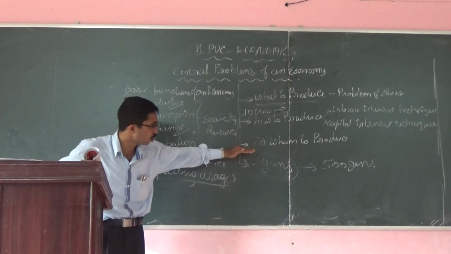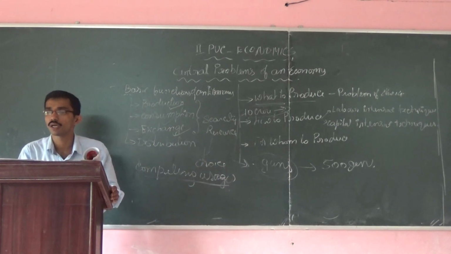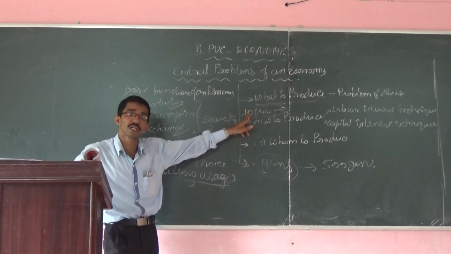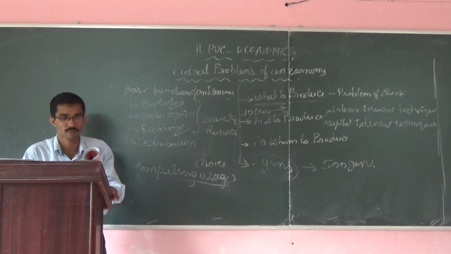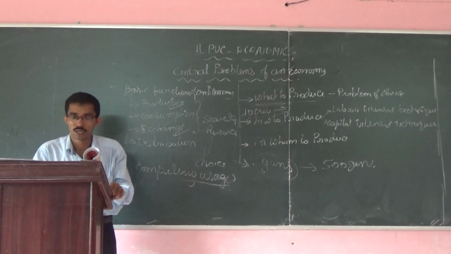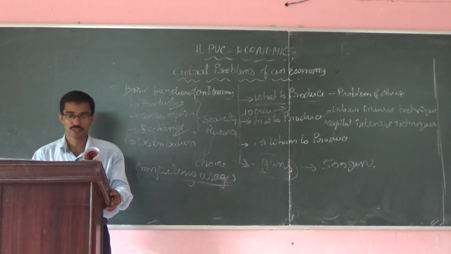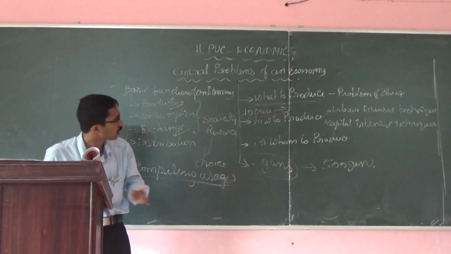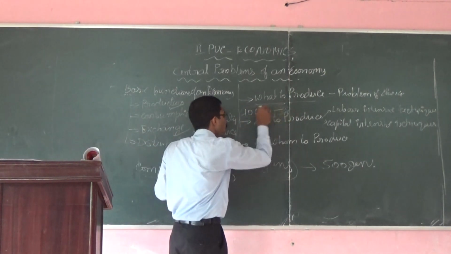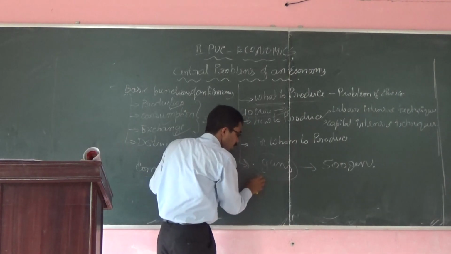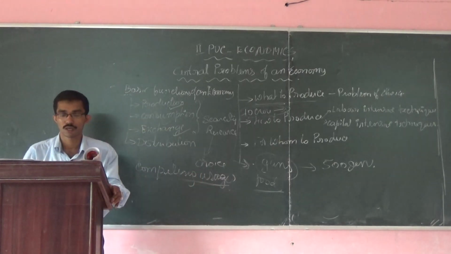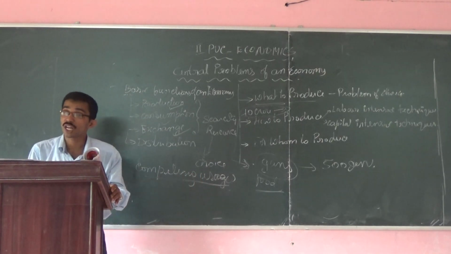One more thing is 500 guns. And the same worth of 10 crores of natural resources can be utilized for the production of food. The entire 10 crores can be utilized for the production of that food.